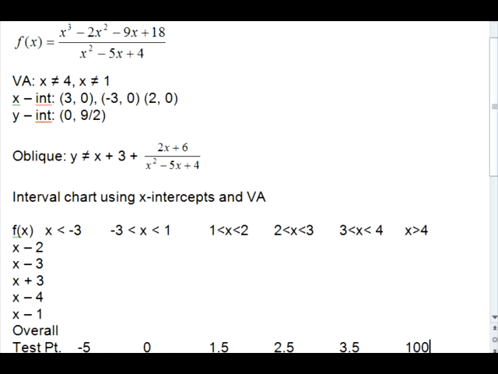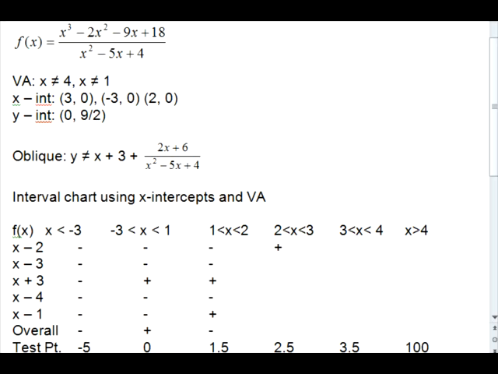So -5 minus 2 is negative, -5 minus 3 is negative, -5 plus 3 is negative, -5 minus 4 is negative, and -5 minus 1 is negative. 5 negatives make a negative overall. 0 minus 2 is negative, 0 minus 3 is negative, 0 plus 3 is positive, 0 minus 4 is negative, 0 minus 1 is negative. The overall result is going to be positive. 1.5 minus 2 is negative, 1.5 minus 3 is negative, 1.5 plus 3 is positive, 1.5 minus 4 is negative, and 1.5 minus 1 is positive. The overall result is negative.